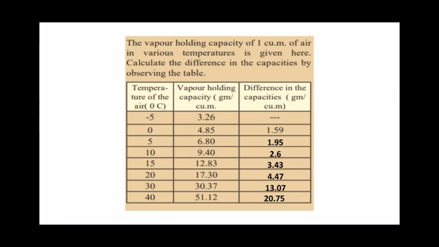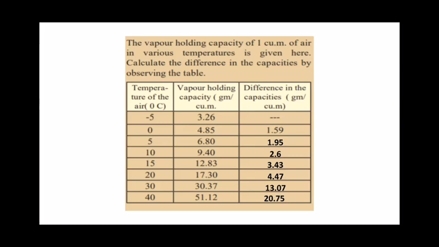When it goes to 40 degrees Celsius, the vapor holding capacity also increases to 51.12. So the difference is 20.75. At 15 degrees Celsius, the capacity of 1 cubic meter of air is to hold 12.8 grams of moisture. If this amount of vapor is present in the air, it is said to be saturated.